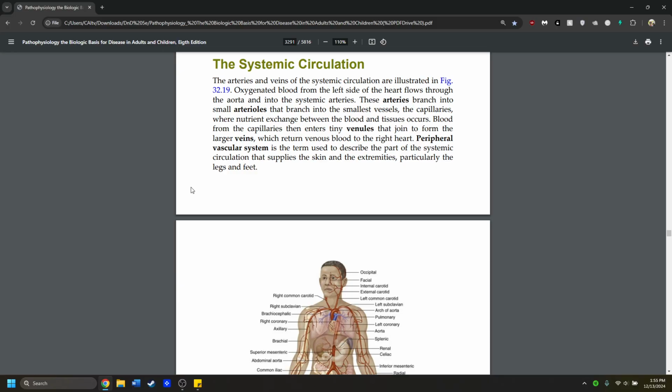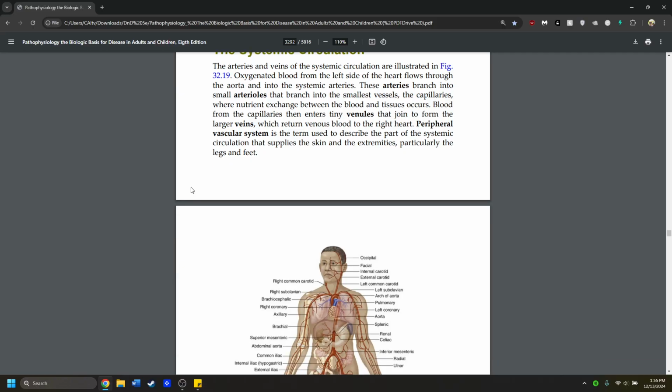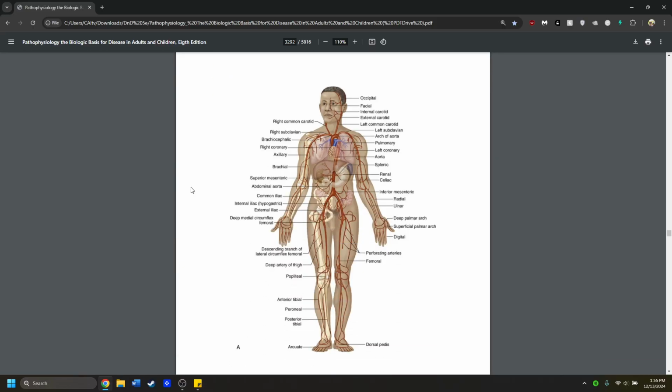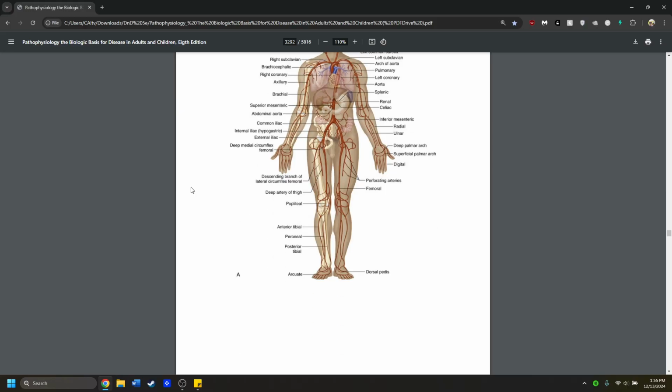Peripheral vascular system is the term used to describe the part of the systemic circulation that supplies the skin and the extremities, particularly the legs and feet. So here we're looking at a series of arteries in the human body. We're not going to go over every single one because that's what an anatomy class is there for.